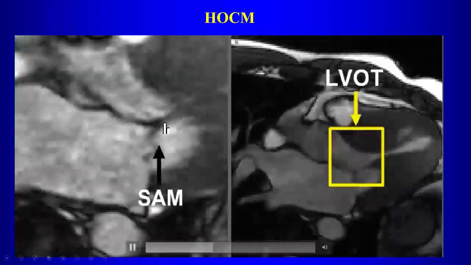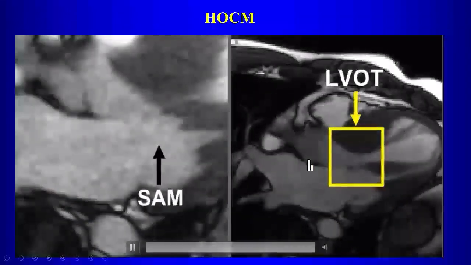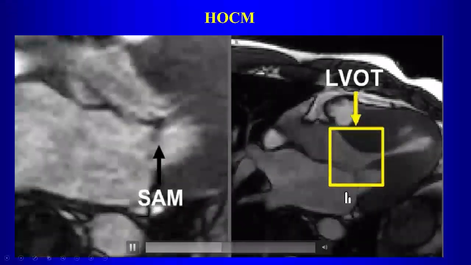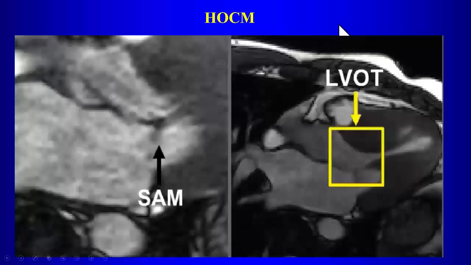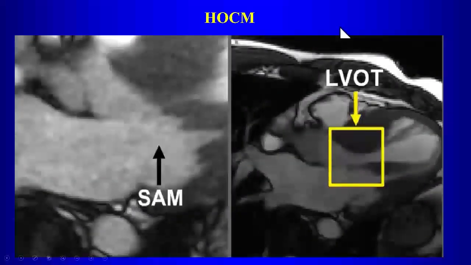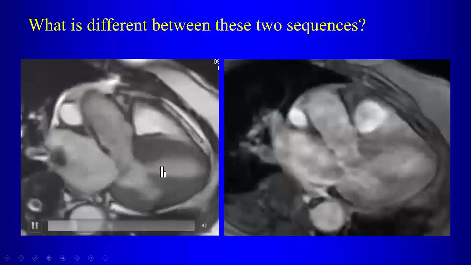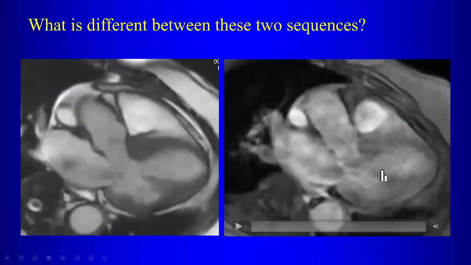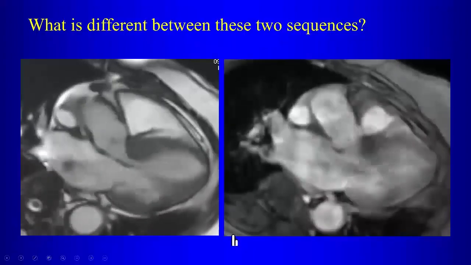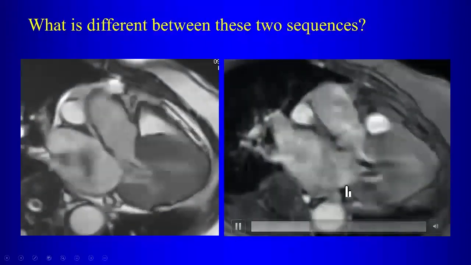So this anterior leaflet of the mitral valve kind of gets sucked into the outflow tract. Look at all that hypertrophy, and then that results in the mitral regurg and the flash of mitral regurg that we can see in these patients. Okay. Now, for this particular case, I will tell you that this patient has hypertrophic obstructive cardiomyopathy. It's the same patient. These are two different sequences.